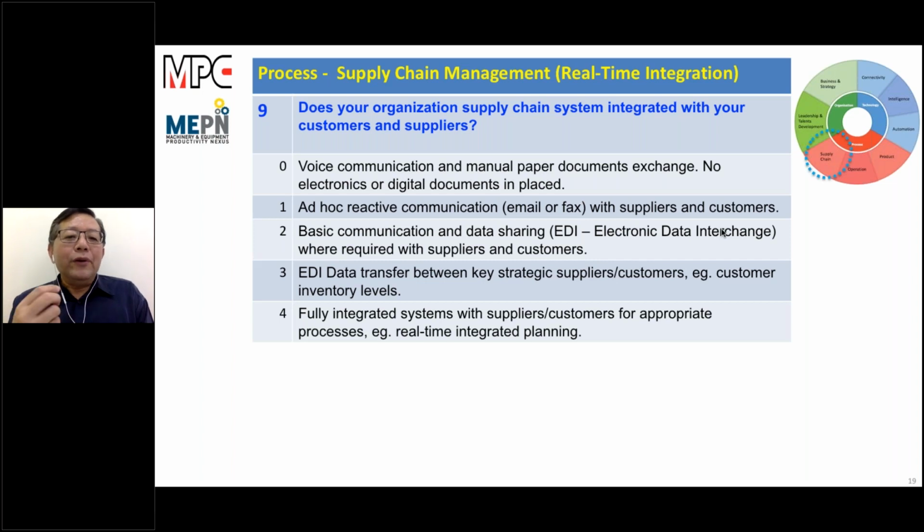Then number four, you see, is a fully integrated system with the supplier and customer for the appropriate processes, for example, real-time integration planning. For Malaysia, I think we are still a bit far away, but it's a dream lah. It means that your customers' and your suppliers' data is all integrated in real time. So any changes, any cancelled order from your customer, your vendor also knows, oh, this customer cancelled the order, so they do not need to supply this or reserve these goods for you. So that is what we call fully integrated. The whole idea is real time. Okay, the key is real time. This one is on the process level.